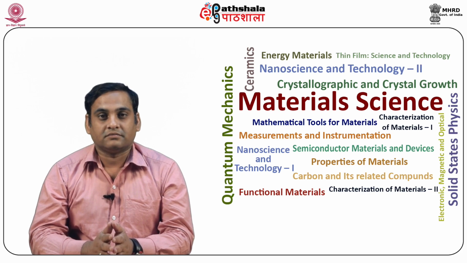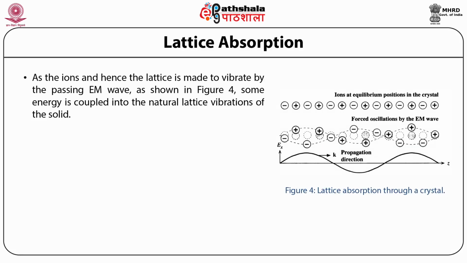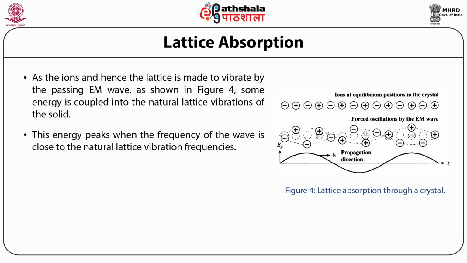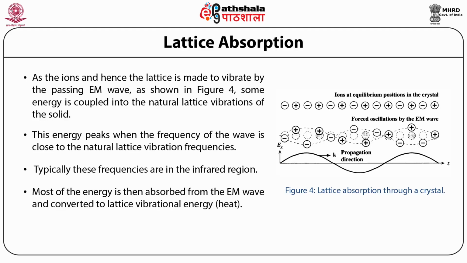As the ions, and hence the lattice, are made to vibrate by the passing electromagnetic wave as shown in figure 4, some energy is coupled into the natural lattice vibrations of the solid. This energy peaks when the frequency of the wave is close to the natural lattice vibration frequencies. Typically, these frequencies are in the infrared region. Most of the energy is then absorbed from the electromagnetic wave and converted to lattice vibrational energy, that is heat.